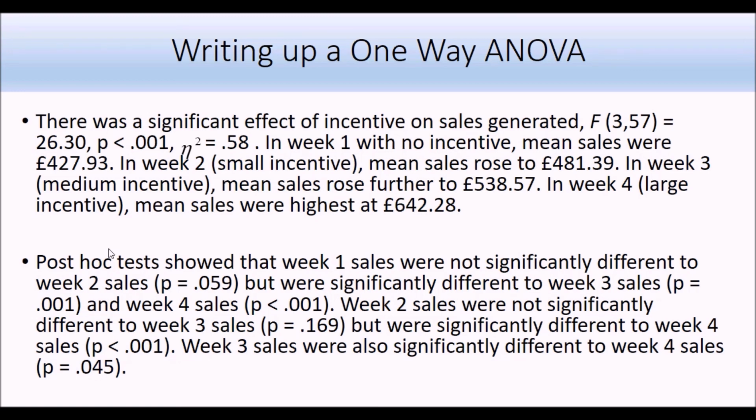So week 1 sales were not significantly different to week 2 sales, but they were significantly different to week 3 sales and week 4 sales. Then week 2 sales were not significantly different to week 3 sales, but were significantly different to week 4 sales. Finally, week 3 sales were also significantly different to week 4 sales. And you can see that if you run multiple post hoc tests, the write-up can also become, as in this case, a little bit waffly.